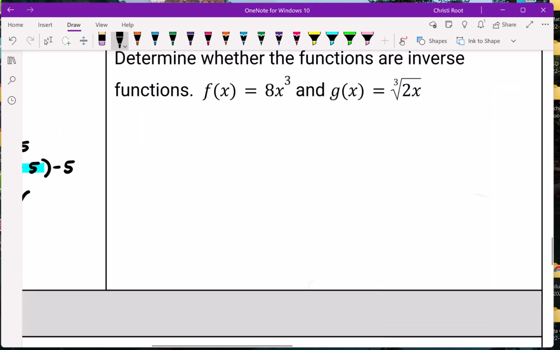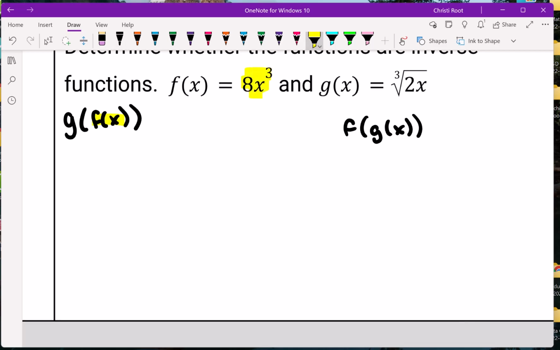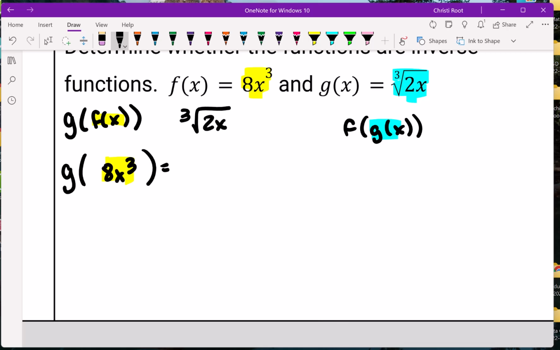Okay, so on the second one, started out the same way. So I'm going to start with plugging in f of x here. And g of x is the cube root of 2x. So I've got to plug it into the cube root of 2x. Cube root, 2x will be 2x to the third right here.